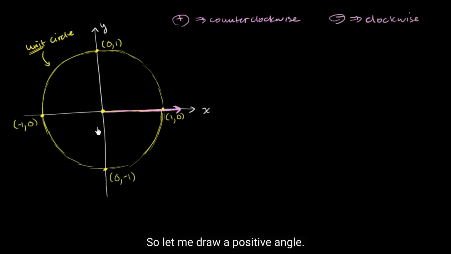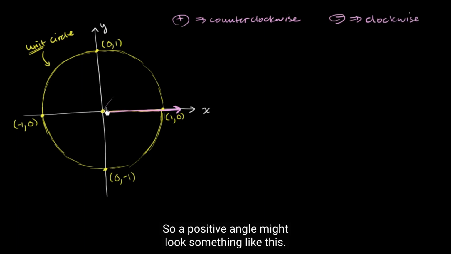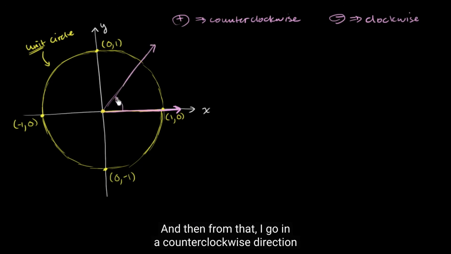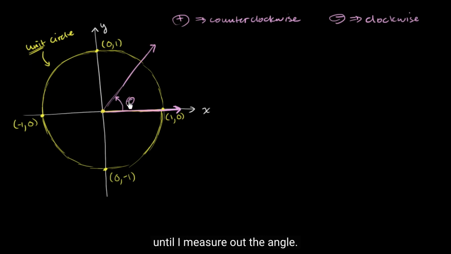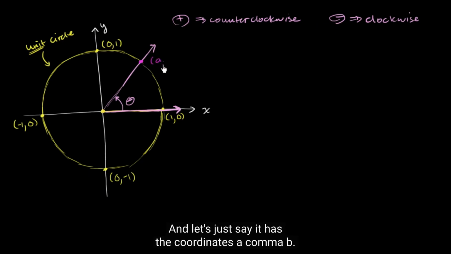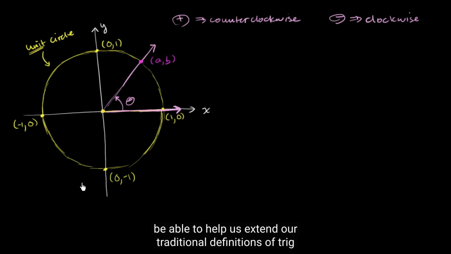So let me draw a positive angle. A positive angle might look something like this. This is the initial side, and then from that I go in a counterclockwise direction until I measure out the angle, and then this is the terminal side. This is a positive angle theta. And what I want to do is think about this point of intersection between the terminal side of this angle and my unit circle. And let's just say it has the coordinates (a, b). The x value where it intersects is a, the y value where it intersects is b. And the whole point of what I'm doing here is to see how this unit circle might be able to help us extend our traditional definitions of trig functions.